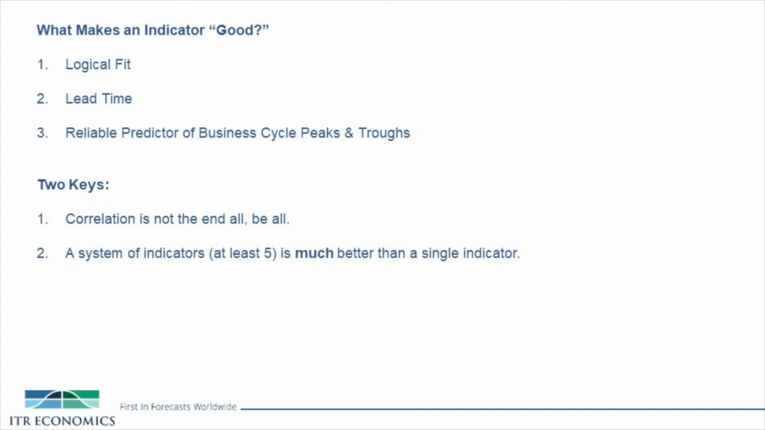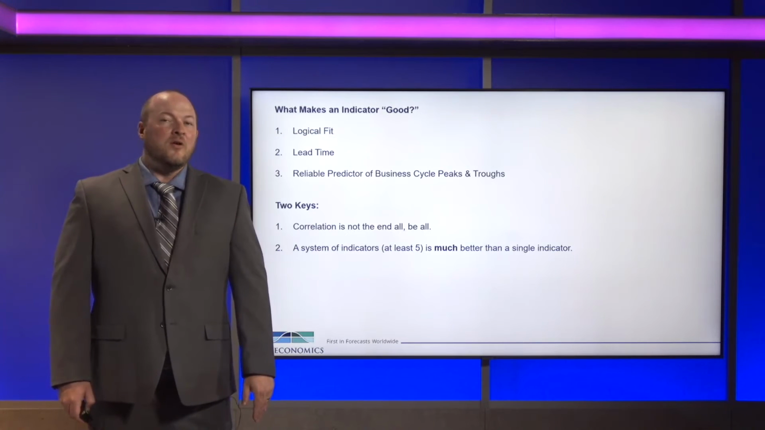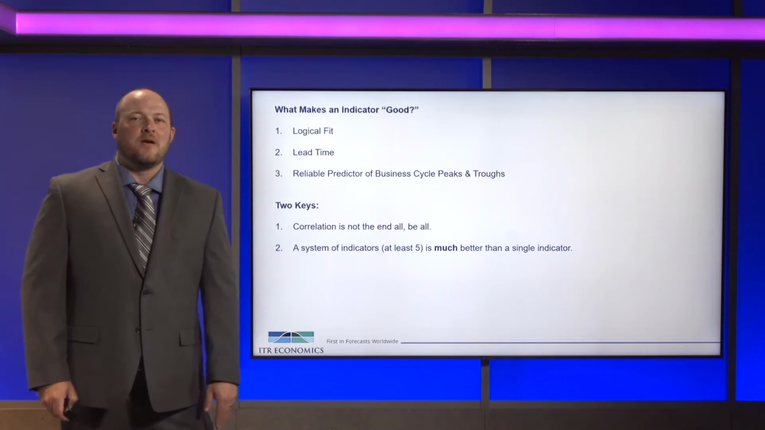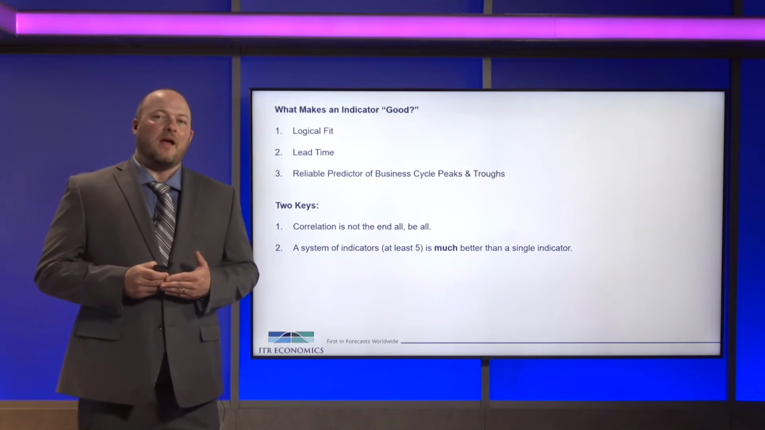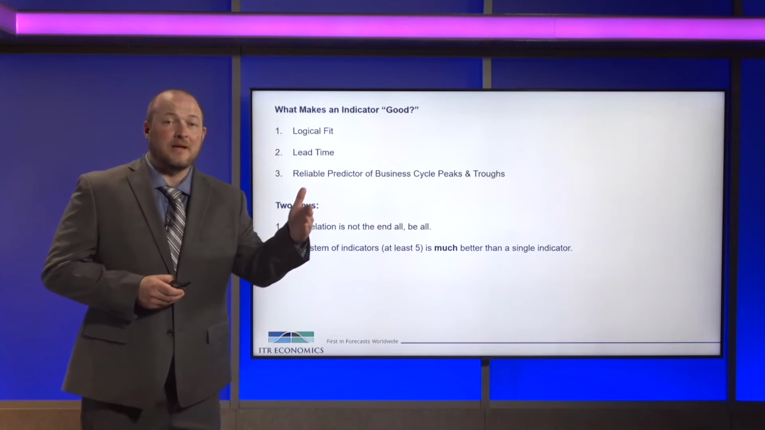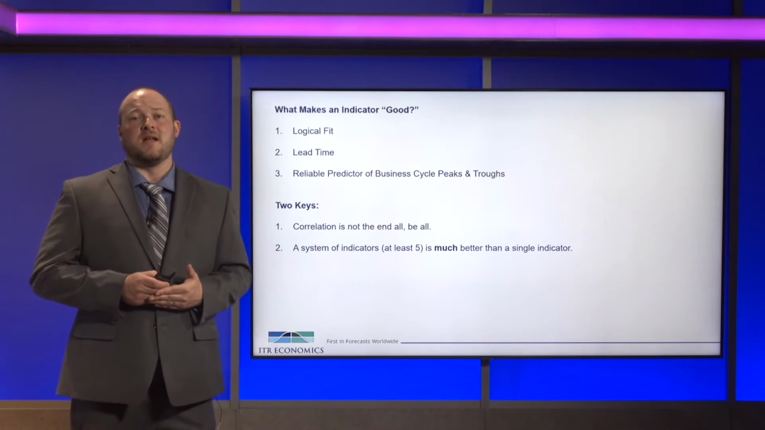If I saw Moroccan paint production pop up and I am a machinery client in the US, it might have the greatest correlation and the greatest lead time. But if I don't have a story for why Moroccan paint production impacts US machining, then I probably shouldn't be tracking it. We also look at lead time, of course. The longer, the better. And then last but not least, we're looking at whether it is a reliable predictor of business cycle peaks and troughs. Note that that's a little bit different from correlation, right? Correlation is just a mathematical number, but looking at the graph and seeing how well it lines up in history will tell you how much you can trust it going forward.